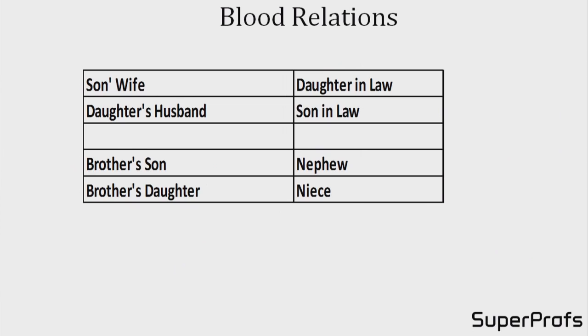And the other four relations: son's wife, daughter-in-law; daughter's husband, son-in-law; brother's son, nephew; and brother's daughter, niece. So these are the basic relations which if you memorize, then you will find no problem in these questions. I'm again telling you the topics that I have covered in this video are very important, and if you master these topics, then you can surely get 15 marks from this section.